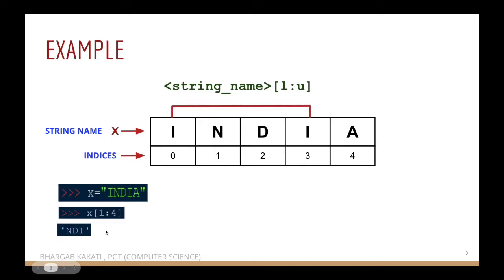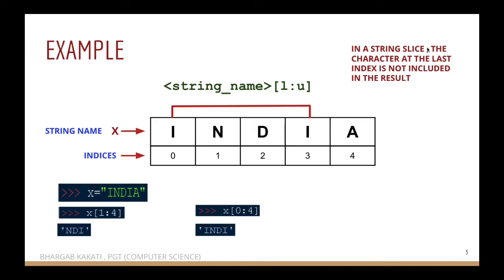Alright. Now let's suppose I want to display I, N and D, I. Then how will I write it? I'll have to write x and then within brackets the lower limit, that is 0, and since I want to display till the third index, I need to give one more index than that. Therefore, I need to give the index as 4. So if I give x[0:4], then I'll get the result as I, N, D and I.